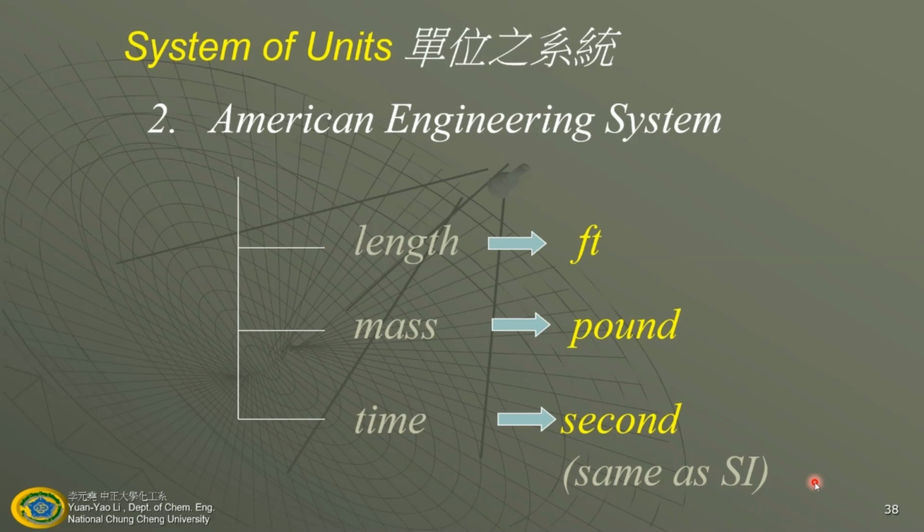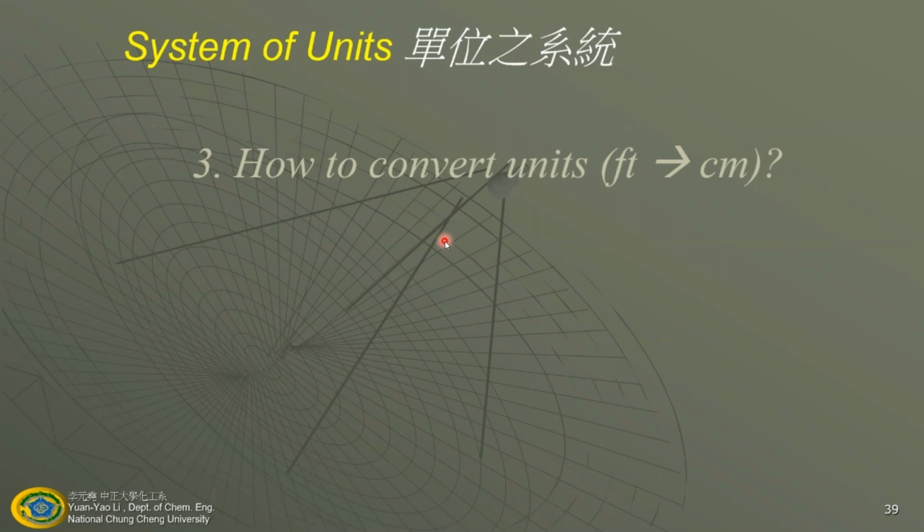So we call it the AES system. Length is feet, mass is pound, time is second, the same as the SI system and CGS system. Now you need to know the conversion from feet, because this is all related to length. You need to convert feet to meter or kilometer, and pound to kilogram or gram, whatever. This is what we call the conversion factor. So how do we convert units? For example, in the United States, if you play NBA, they will tell you how tall this guy is and what weight he is, using feet and pounds. And the unit of temperature is different. So how to convert the units?